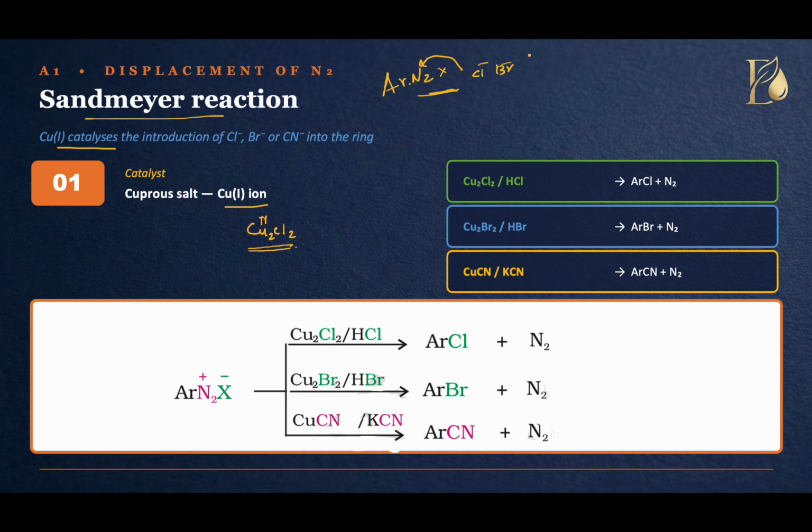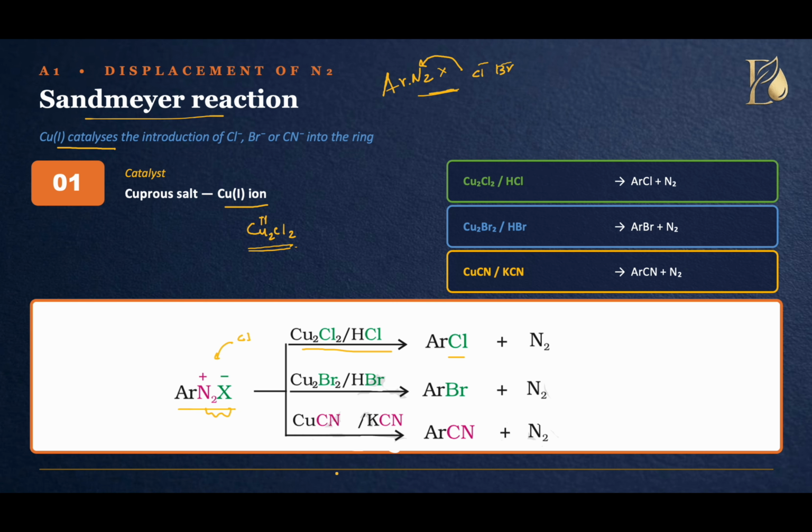So we can see some examples. If using cuprous chloride, we introduce a chlorine atom into the benzene ring. How can we do this? This is a benzene diazonium salt. To that, in the presence of cuprous chloride and HCl, we can introduce chlorine to the aromatic ring. N2X leaves and chlorine comes, and if Ar is a benzene group, we will get chlorobenzene and N2 is released. While cuprous bromide introduces bromine and cuprous cyanide introduces the cyano group.